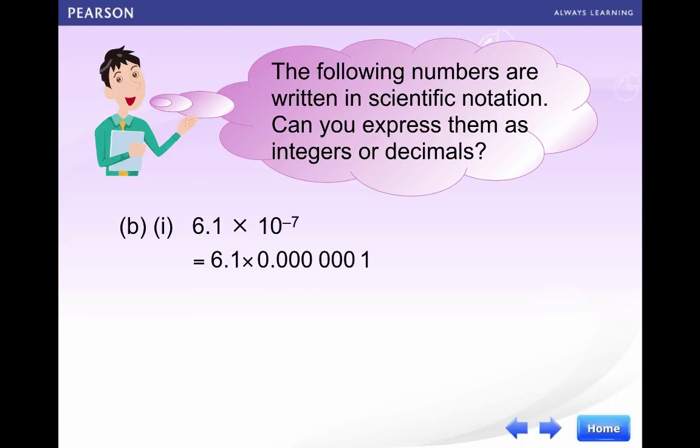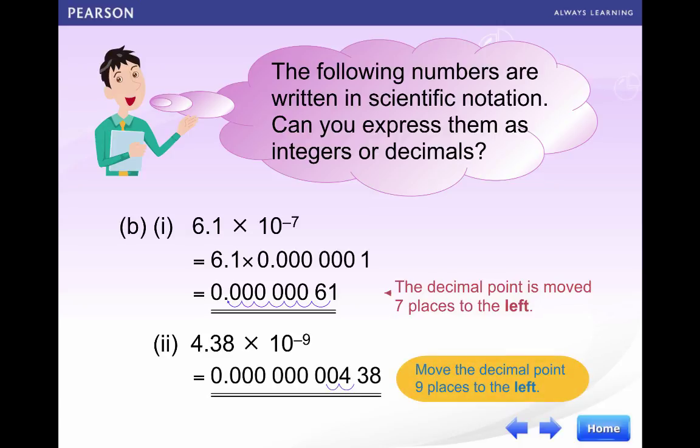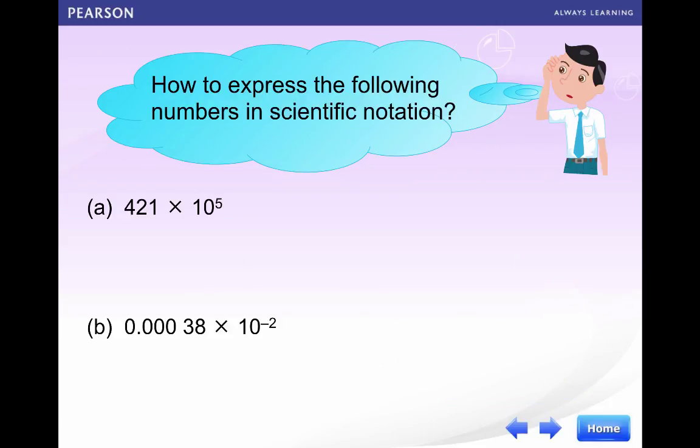Okay, how about this one? You change 10 to the power negative 7 back to the decimal number, then you can find it. Count the zeros. For this number, you can also change it this way. There will be altogether 9 zeros before 4. So 0.00000000438.